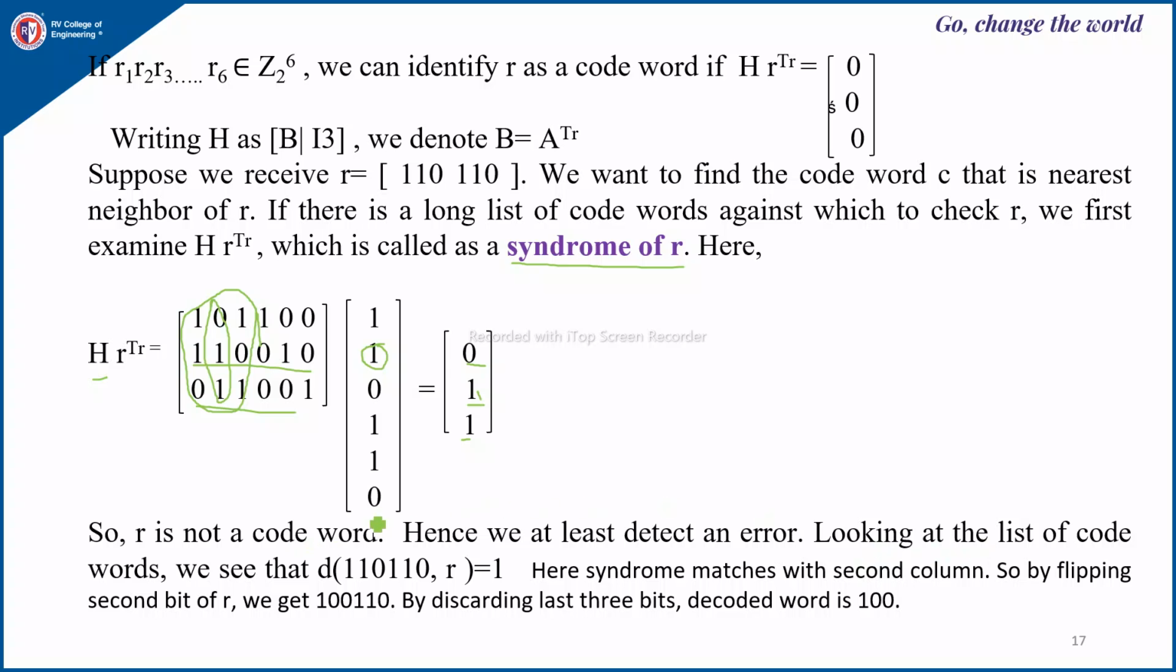Looking at the list of code words, we see that for 1 1 0, the distance of this with r is 1. So here the syndrome 0 1 1 matches the second column. By flipping the second bit of this received message, I'll get the correct code word, that is 1 0 0 1 1 0. So by discarding the last three bits, I'll get the decoded word as 1 0 0. We'll continue in the next video with more examples. Thank you.